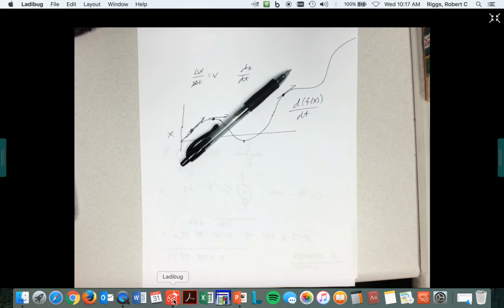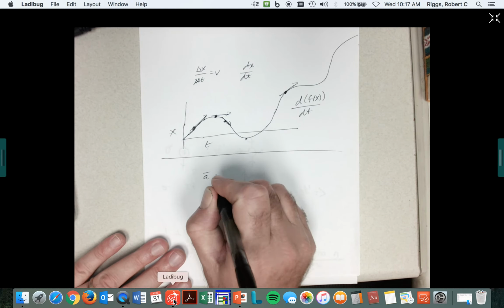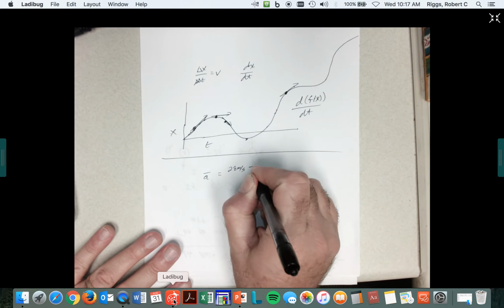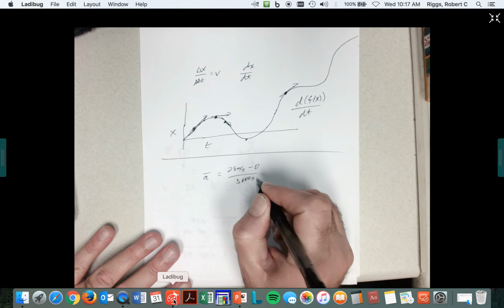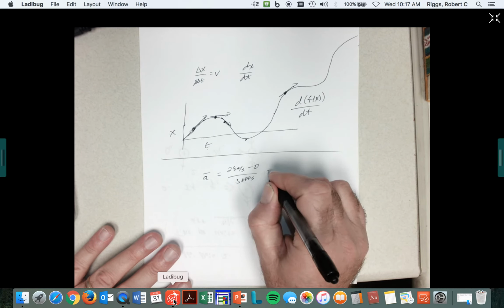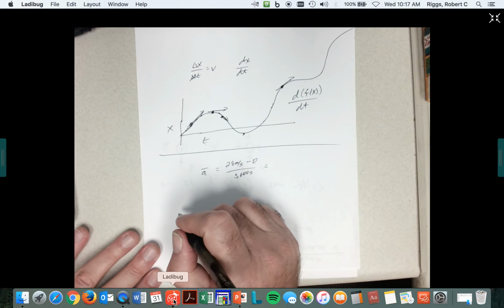We don't know the instantaneous acceleration, but the average acceleration would be this. So let's just see what it would look like. On that slide, the average acceleration, which is mainly what we deal with, would be 28 meters per second minus 0 over the 3,600 seconds. Notice, I get my meters per second squared here, and so that's a very small acceleration.